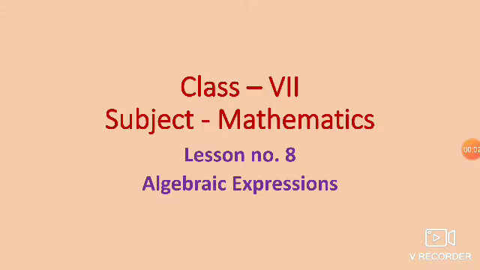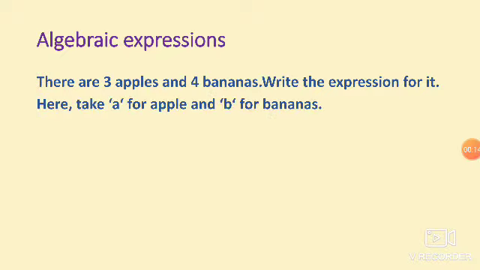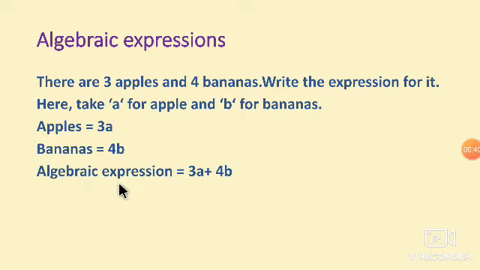Class 7, lesson number 8, algebraic expressions. There are 3 apples and 4 bananas. Write the expression for it. Here, take the letter A for the apples and the letter B for the bananas. So, apples will be 3A because 3 apples are there and A is for apples. And 4B means B for banana and 4 bananas are there. So, 4B. Now, we can express it as an algebraic expression 3A plus 4B.